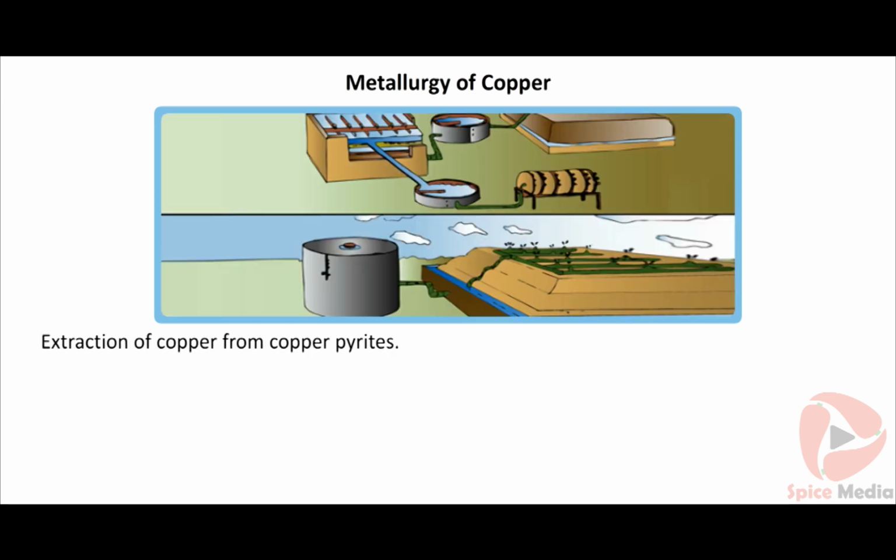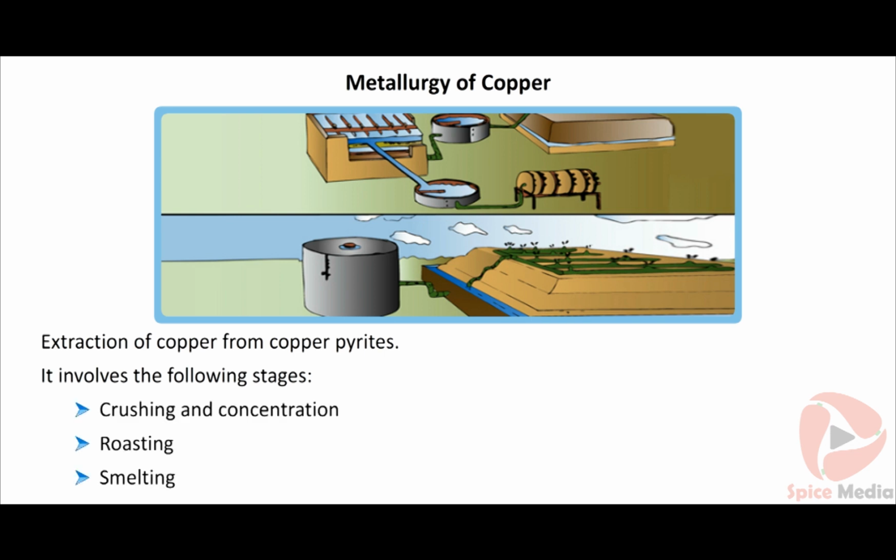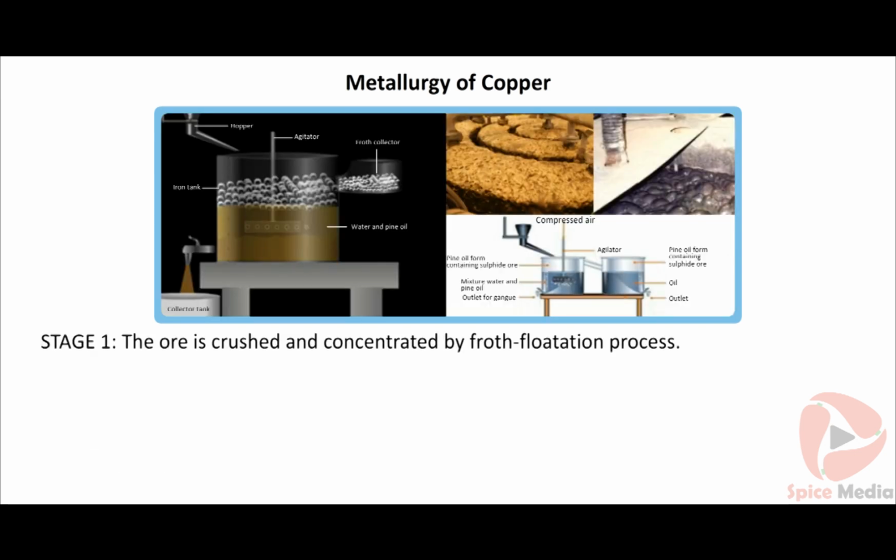Extraction of copper from copper pyrites. It involves the following stages: crushing and concentration, roasting, smelting, bessemerization, and refining. Stage 1: the ore is crushed and concentrated by the froth flotation process.